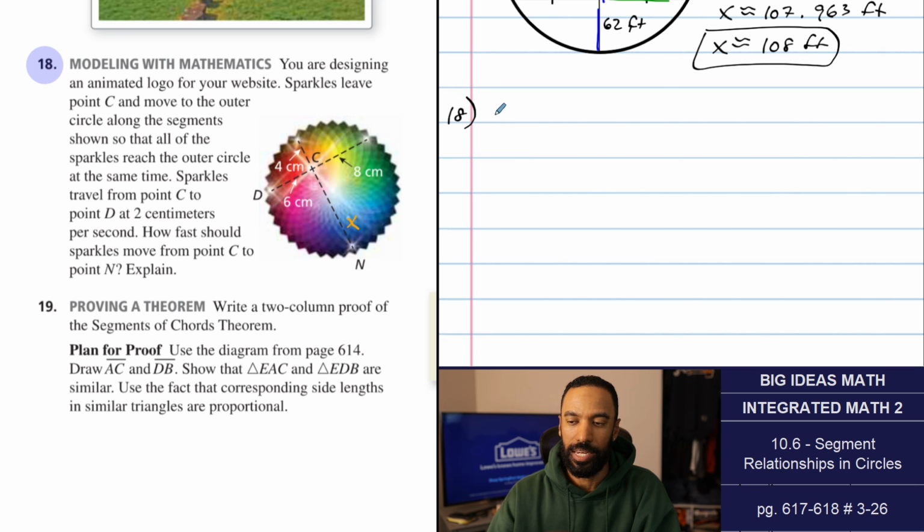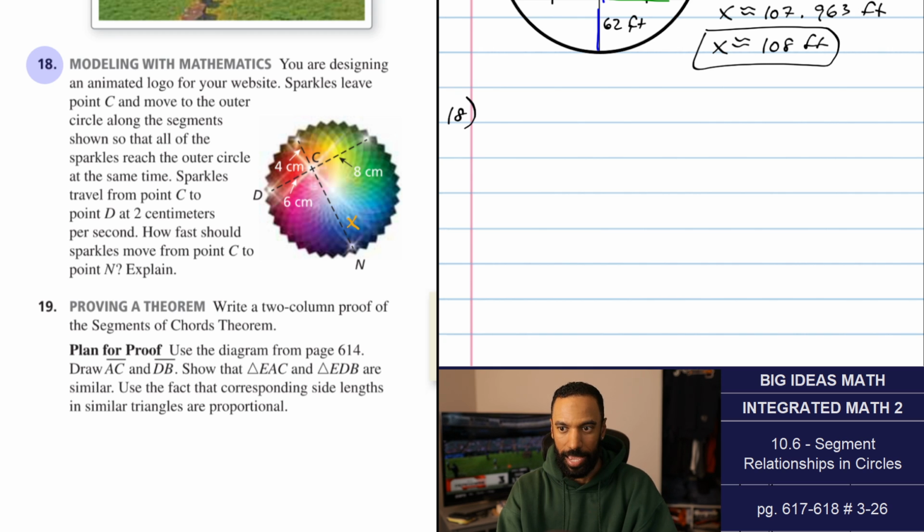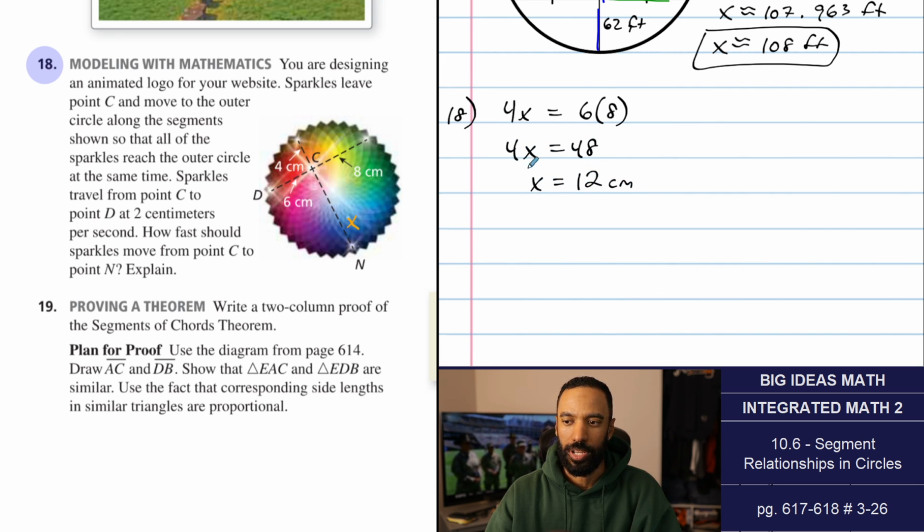As far as our setup goes, X isn't the answer, but to solve for what we need, we're going to set up that these segments, this times this equals this times this. So 4 times X equals 6 times 8. So 4x is 48, so X is 12. X is 12 centimeters. Now, this isn't the answer.